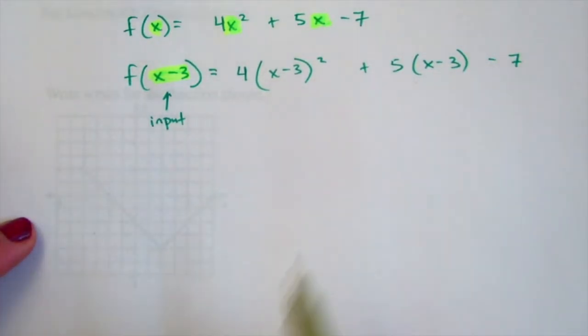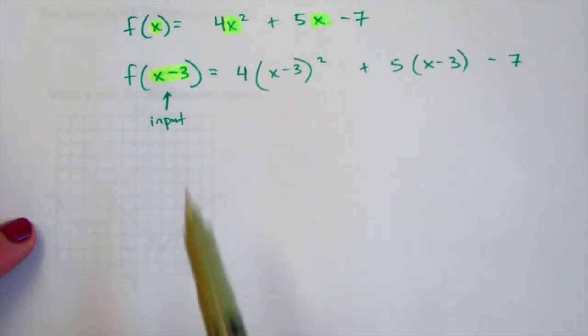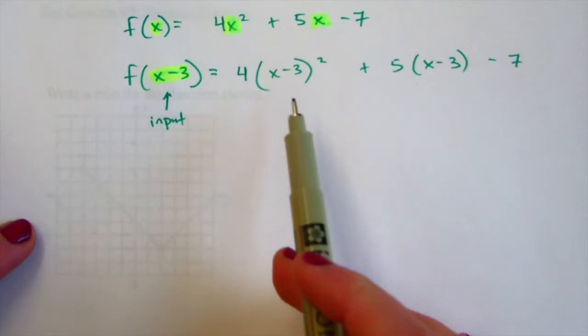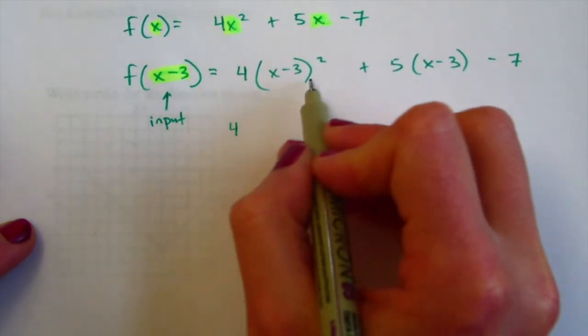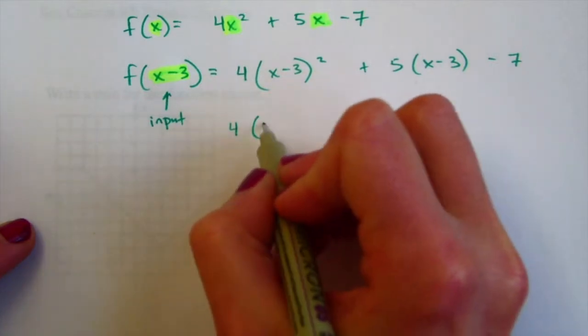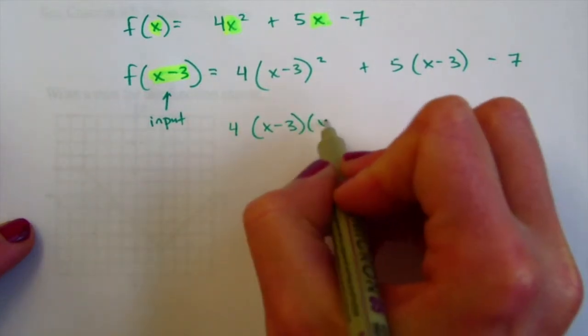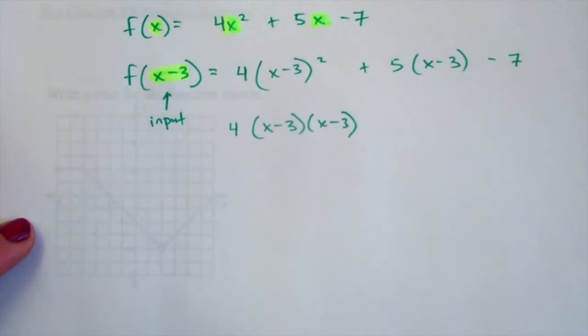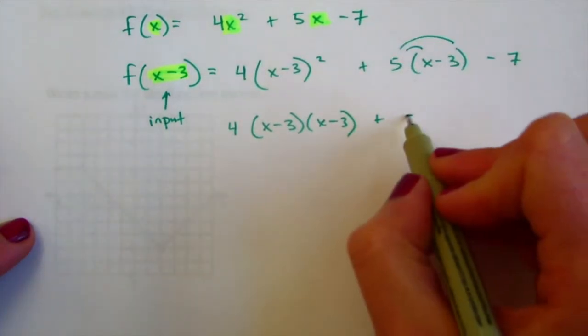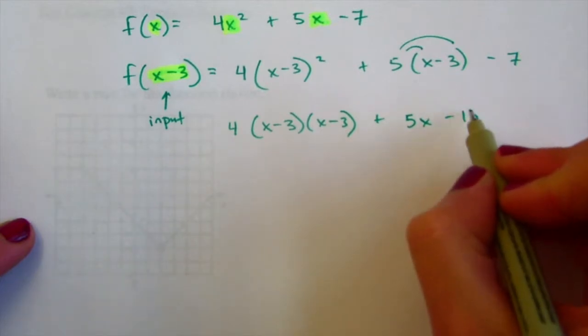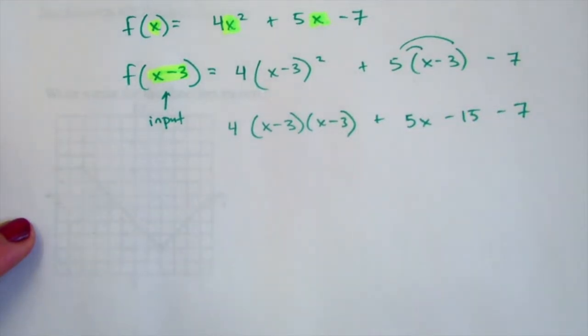And now to simplify, to get all the way to my output, I'm going to just keep in mind some algebra things. So the first is that this (x minus 3) squared, I have to expand it into the product of 2 binomials, (x minus 3) times (x minus 3). I have to distribute this, 5x minus 15, minus 7 stays the same.